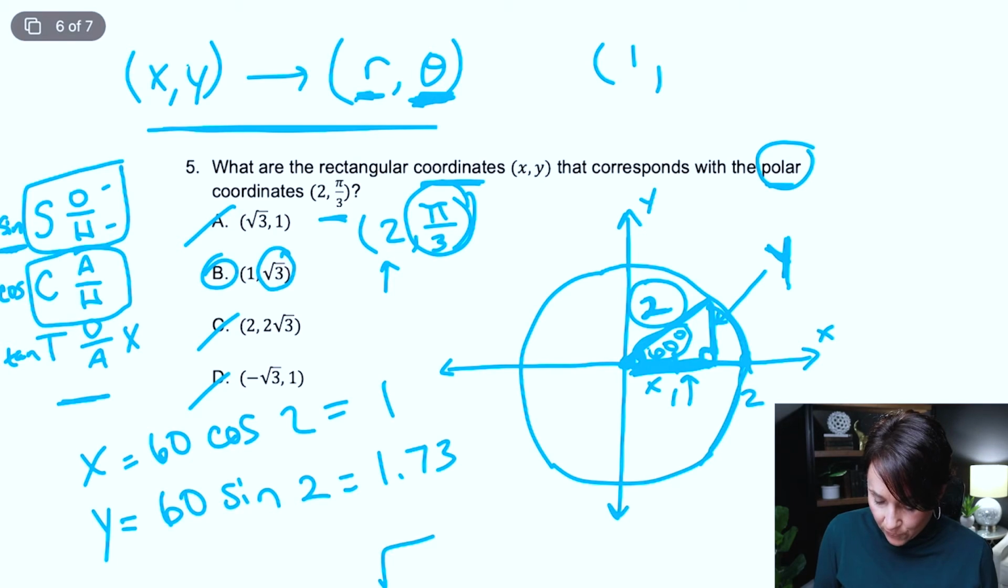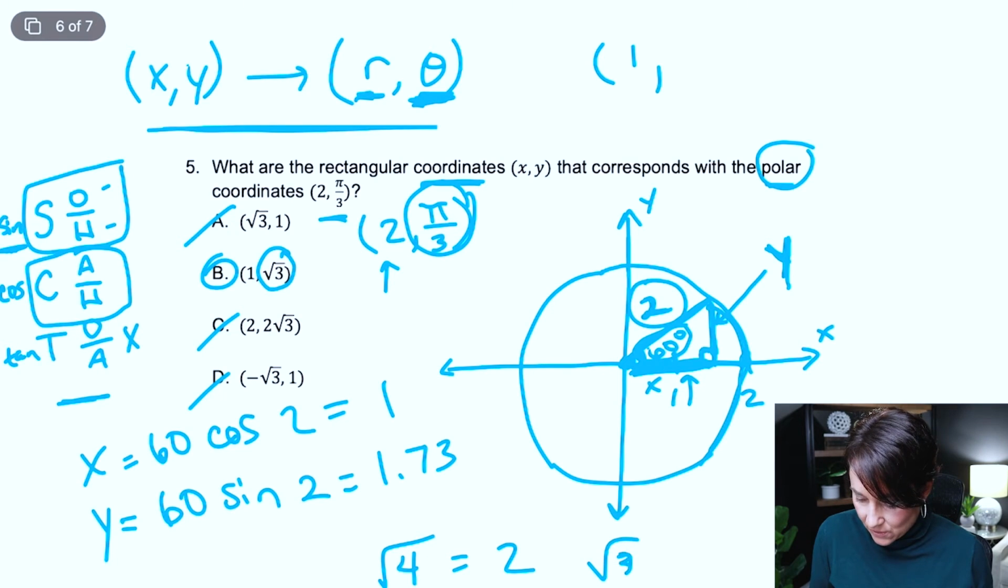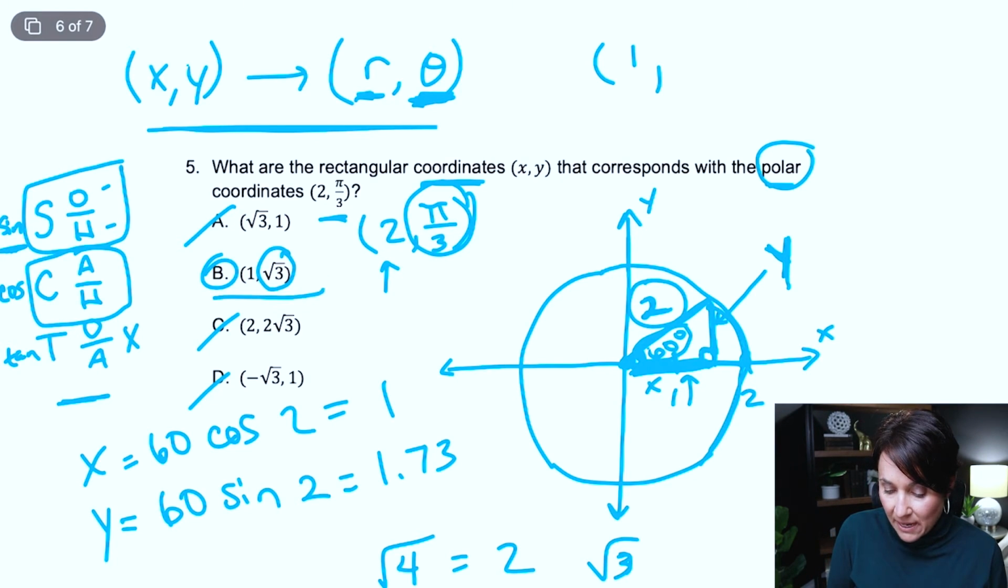Because the square root of 4 is 2, right? So the square root of 3 is going to be somewhere between or a little bit below that. So I can safely say that it's the square root of 3. So I know I can estimate and say B is my answer there.